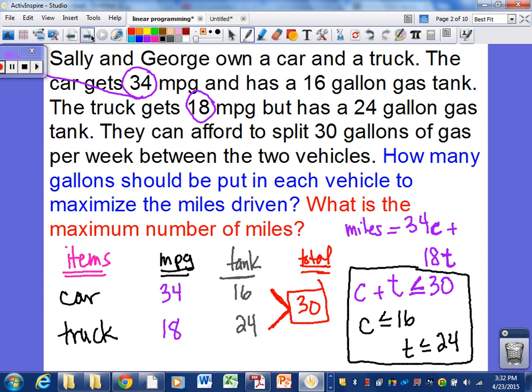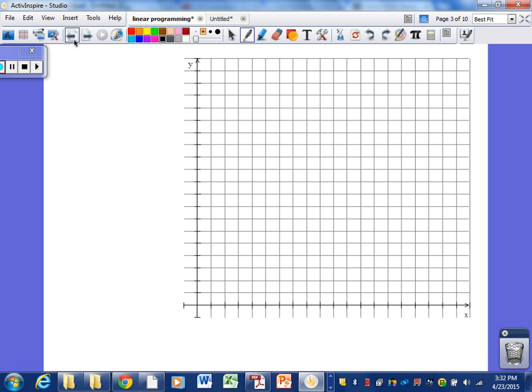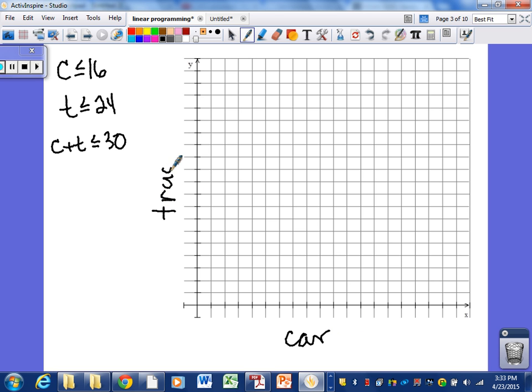On the next slide, I have some graphs here. Remember, the car was less than or equal to 16 gallons, the truck was less than or equal to 24 gallons, and together they could not exceed 30 gallons. So here I have some axes, a dependent and an independent. It really doesn't matter which one you call which, but for fun let's say this is your car axis and this is your truck axis. Your car represents the x variable, the truck represents the y variable.